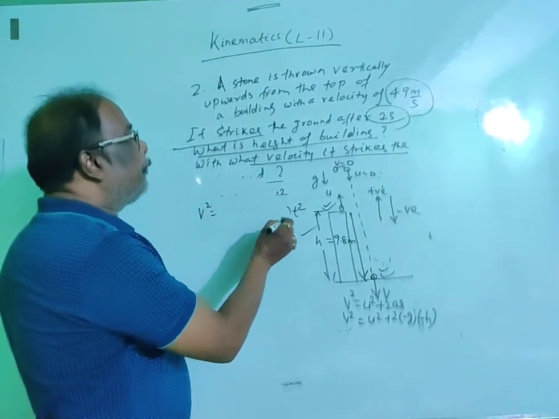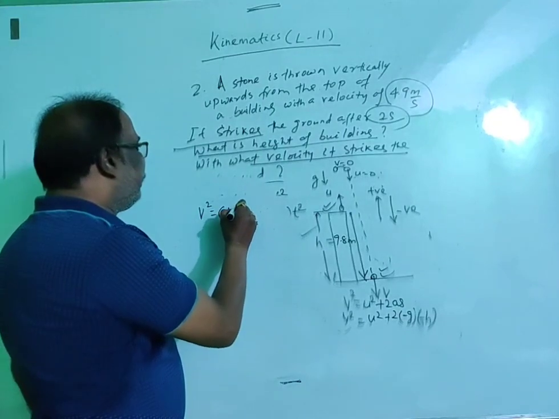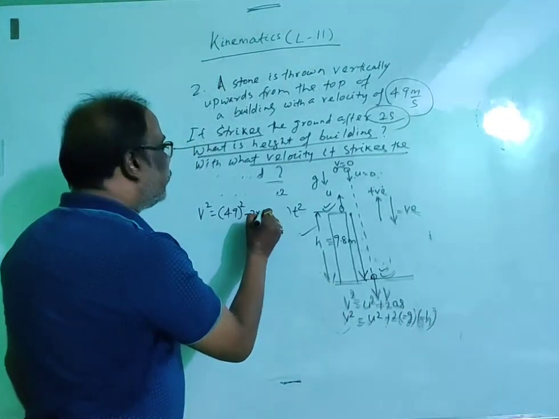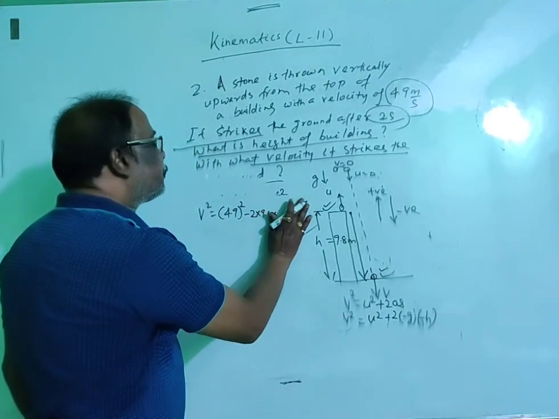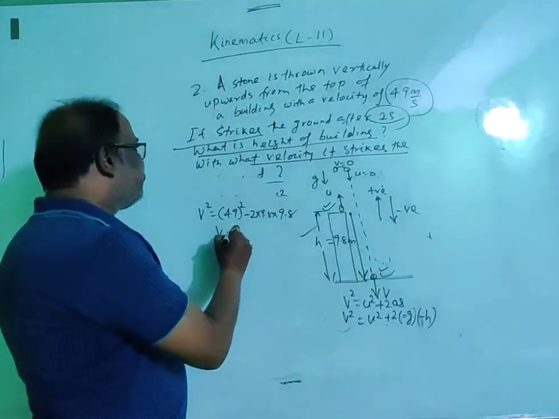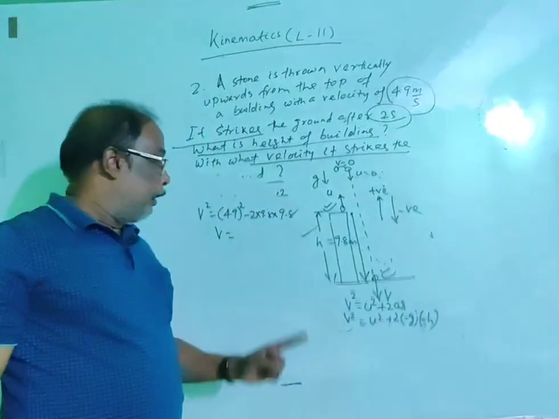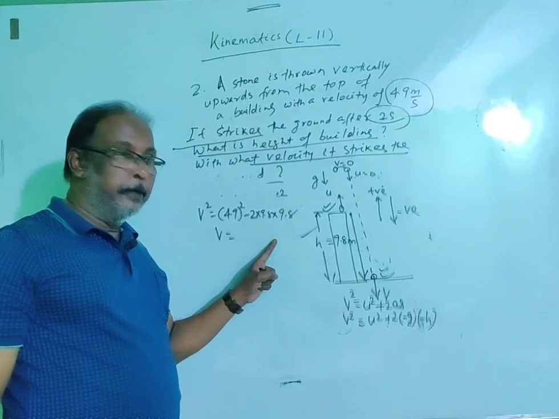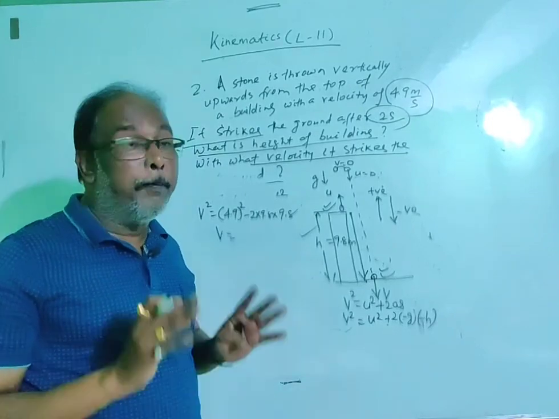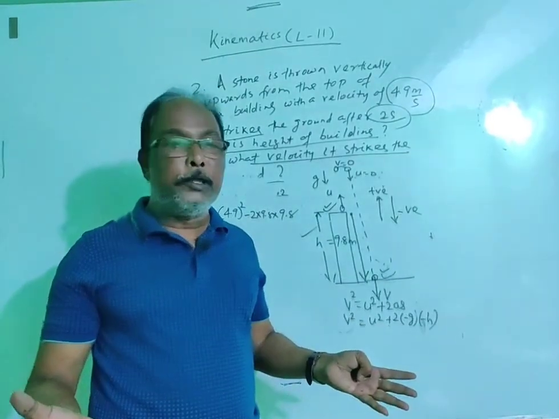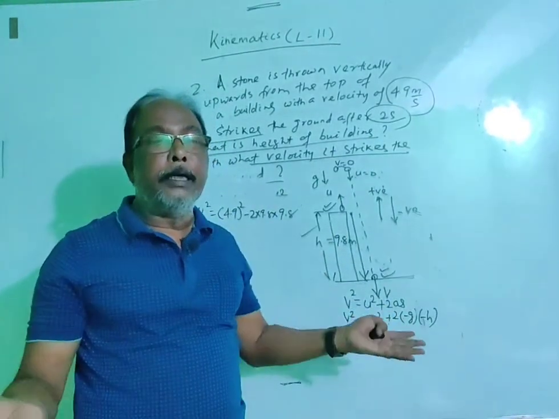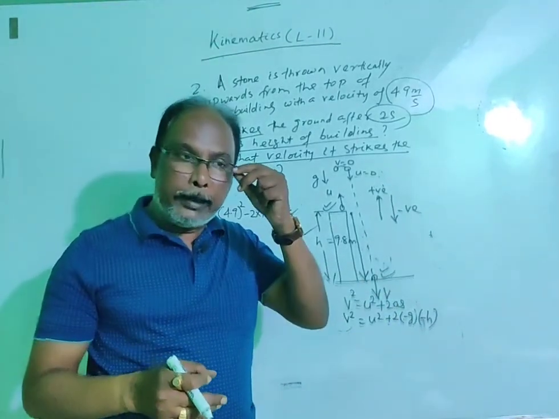v square is equal to u square. u is 4.9. Minus 2 into 9.8 into height, which is also 9.8. And solving it, you will get the value of v. See, if v comes in positive, no need to take positive. Of course, magnitude of final velocity is positive. But as per our convention, v is in downward direction, so in vector form, v is negative.